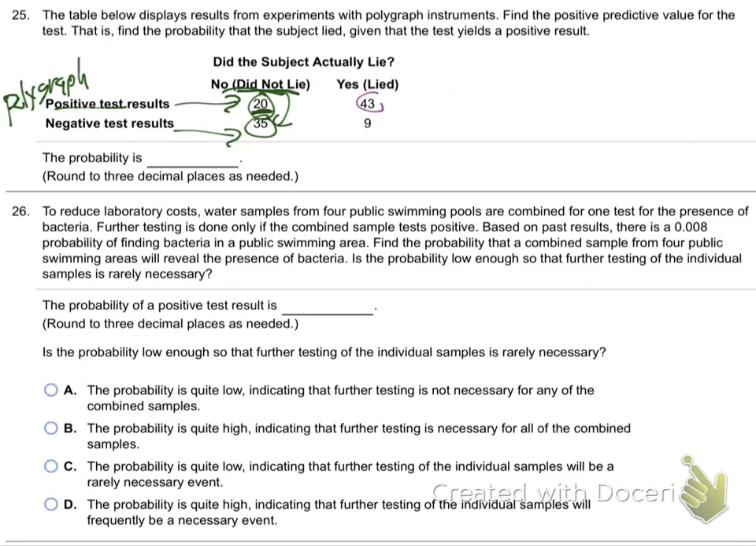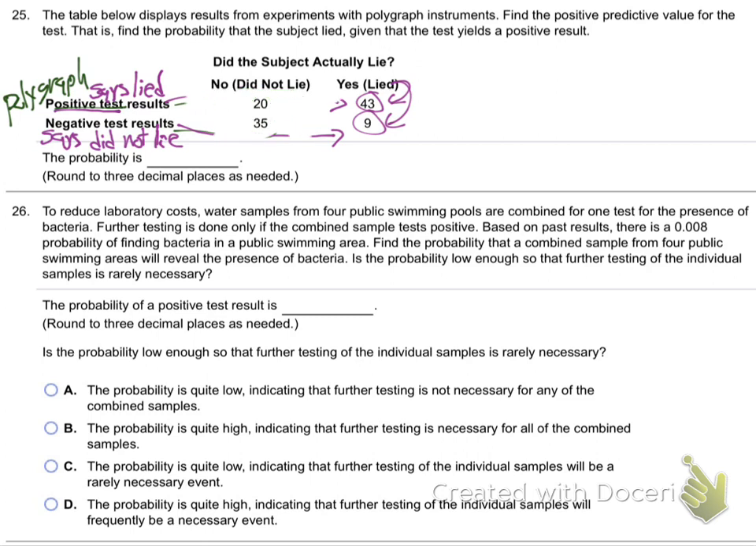Whereas these 35, they did not lie, and the test said they did not lie. And then over here, these 43, yes, they lied, and the test positively said they lied. A positive test result says that they lied, and a negative says that they did not lie. We good with that? Okay, so these 9, yes, they lied, and the test was negative, said they did not lie.